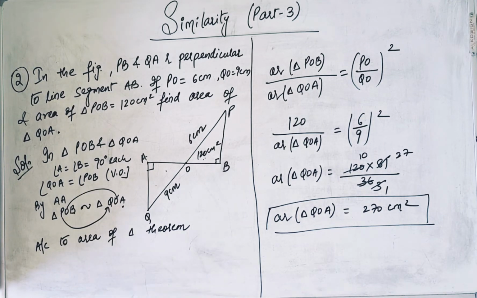If in the question they haven't mentioned that the triangles are similar, then we have to prove it that the triangles are similar. So the concept is only one, that if triangles are similar, then the ratio of the areas of two similar triangles is equal to the ratio of the squares of the corresponding sides. Now we'll see the next question.